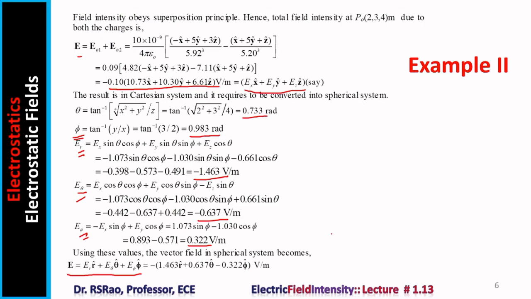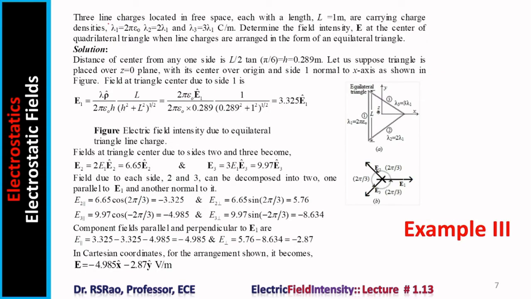in spherical coordinate system. We consider another problem. 3 line charges located in free space, each with a length of 1 meter, carrying charge densities lambda 1 equal to 2 pi epsilon naught, second one 2 lambda 1, third one 3 lambda 1. Determine field intensity at the center of an equilateral triangle when line charges are arranged in the form of an equilateral triangle. Distance of center from any one side is L by 2 tan pi by 6. Here this is the center. Here are shown the 3 charges, charge 1, charge 2, charge 3. This is the center, somewhere here.